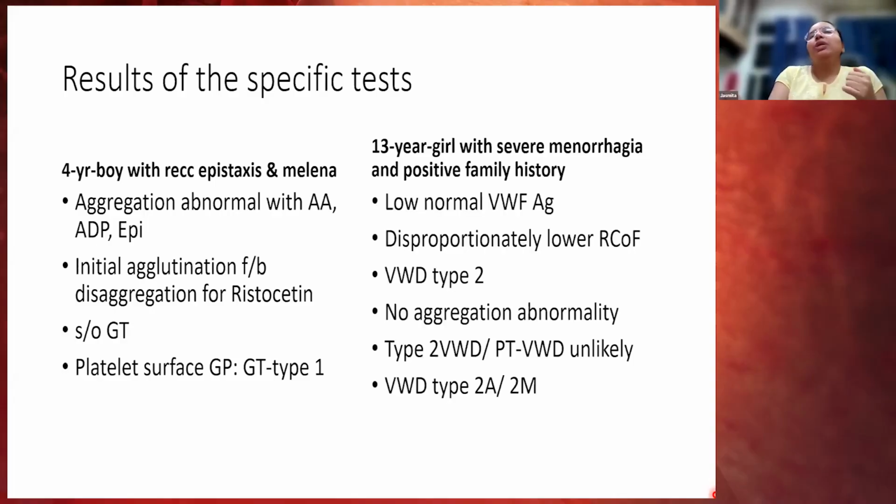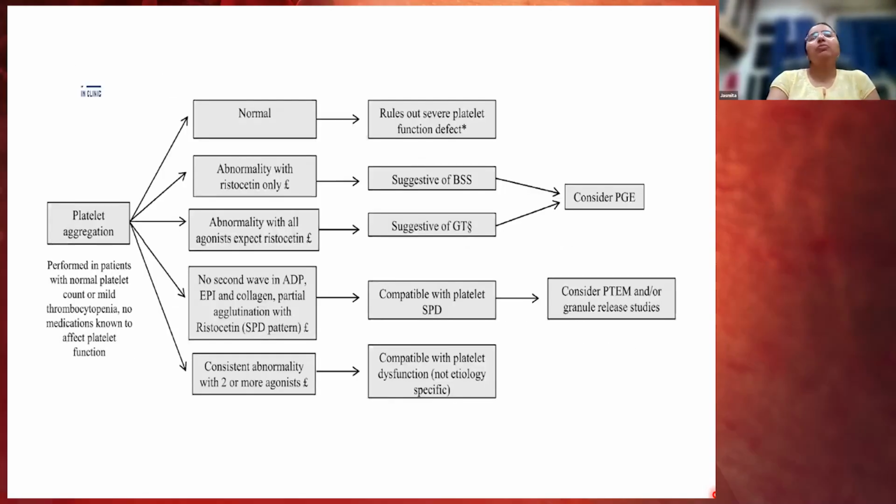Now, for the second girl, we had a low normal von Willebrand factor antigen. However, RICOF was disproportionately lower. The ratio was less than 0.5. And the patient was suspected as type 2. We don't have any aggregation abnormalities, and we've already discussed that this excludes type 2B von Willebrand and platelet-type von Willebrand. However, maybe we have a type 2A or type 2M. The unexplained part is the thrombocytopenia, and we have a history of MDS in the father, which can either be a red herring or can indicate towards a heritable platelet disorder with predisposition to leukemia.